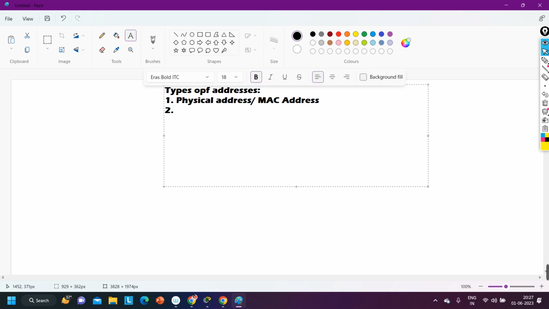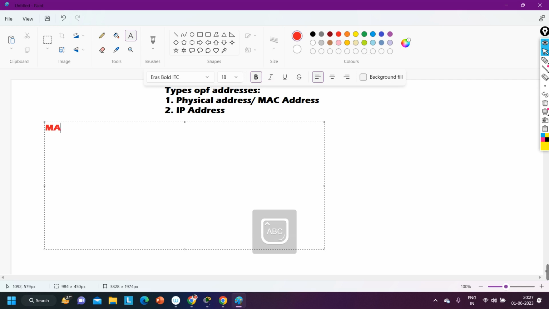And second type of address is your IP address. Okay, first we will discuss MAC address, then we will start IP address. So topic now is MAC address. We discussed that there are two types of address through which we can identify devices over network. First one is physical address, that is MAC address, and second one is IP address. We are going to discuss MAC address first.